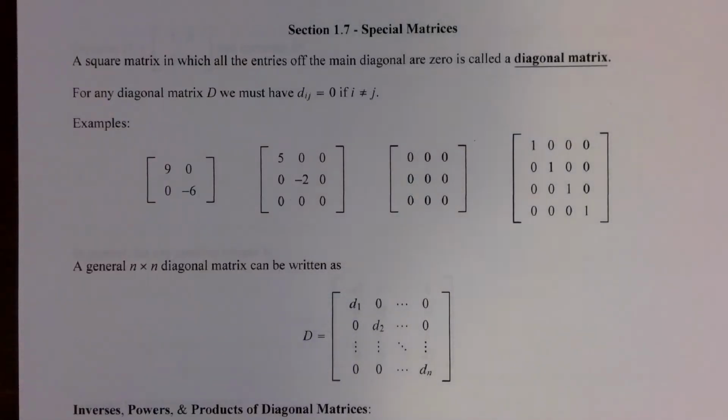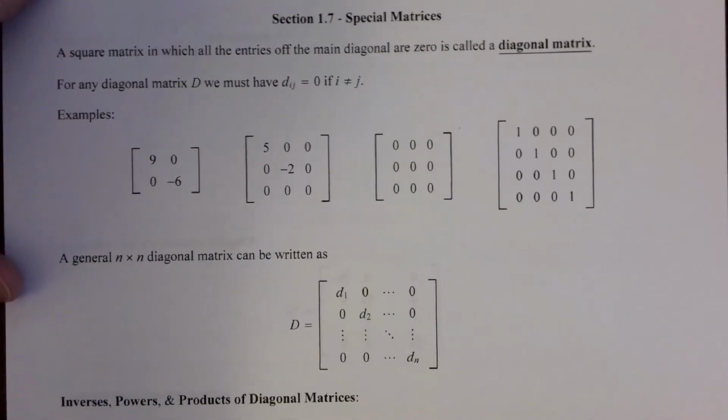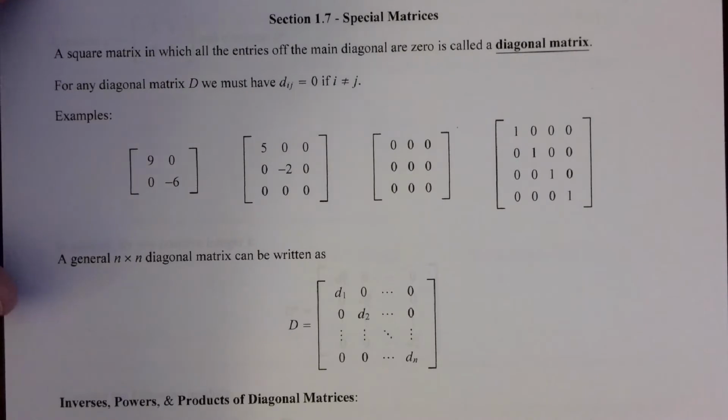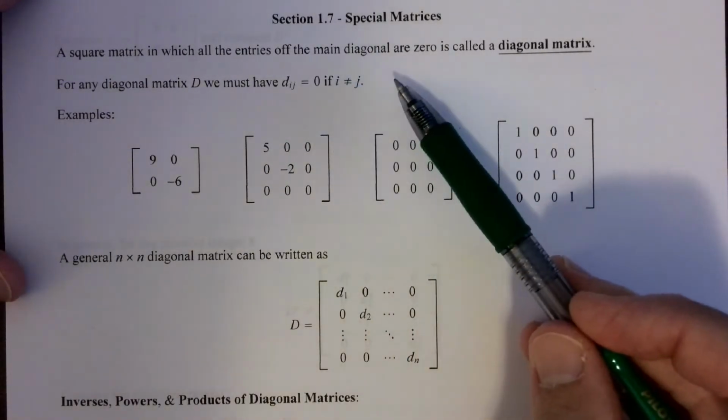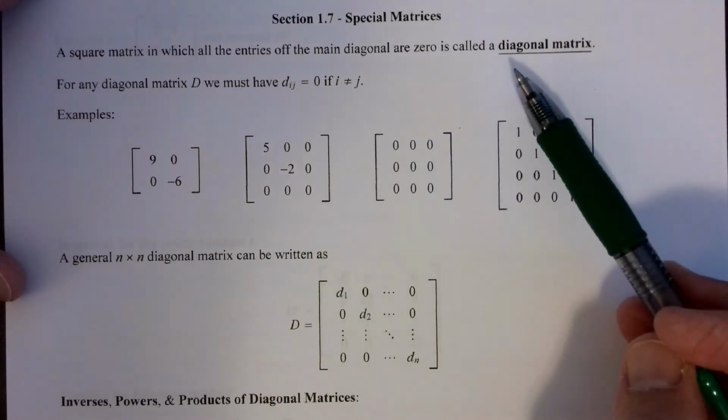We're going to talk about some special matrices that we encounter and some properties involving those. First, we're going to be looking at square matrices in which all the entries off the main diagonal are 0. Such matrices are called diagonal matrices.